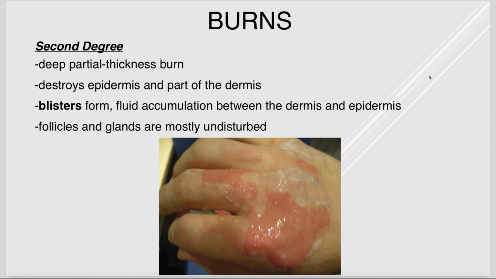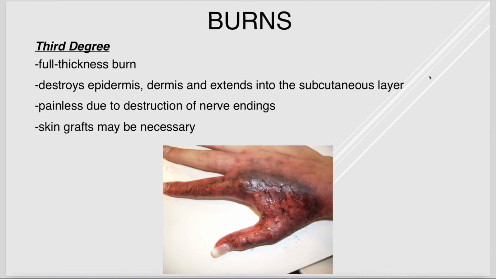So your typical sunburn. Second degree burn, this is a deep partial thickness burn. So this goes all the way through the epidermis and into the dermis. And here we see the formation of blisters. And in blisters, fluid accumulates, this exudative fluid, and it will basically separate the dermis and the epidermis. Now the hair follicles, and the sebaceous and sudoriferous glands are going to be relatively undisturbed, depending on the severity, because of their depth in the dermis. So they're relatively undisturbed.